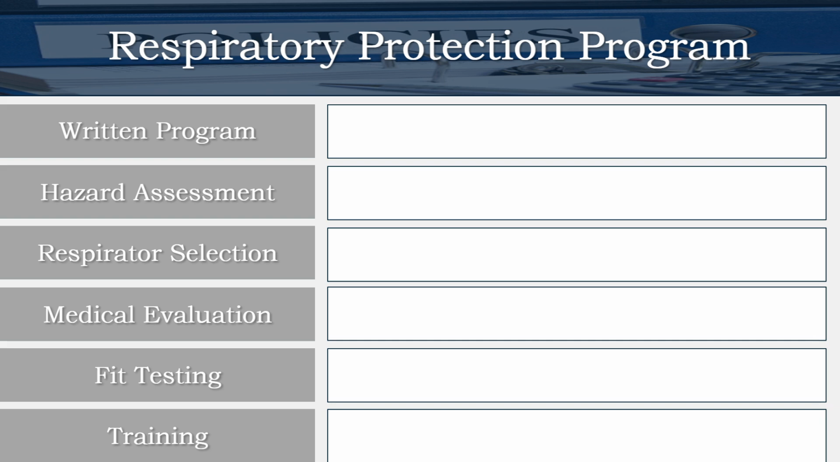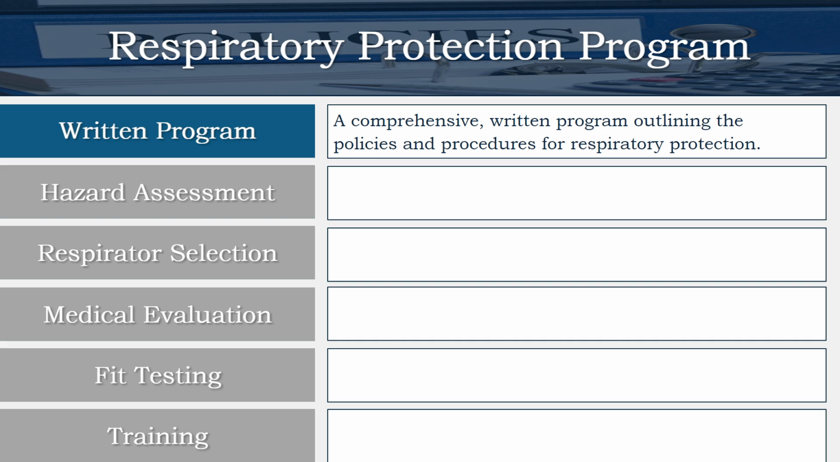Occupational Safety and Health Administration regulations, through 29 CFR 1910.134, establish the requirements for respiratory protection programs. These programs aim to protect employees from respiratory hazards by providing appropriate respirators, training, and medical evaluations. The key requirements of a respiratory program include: written program.